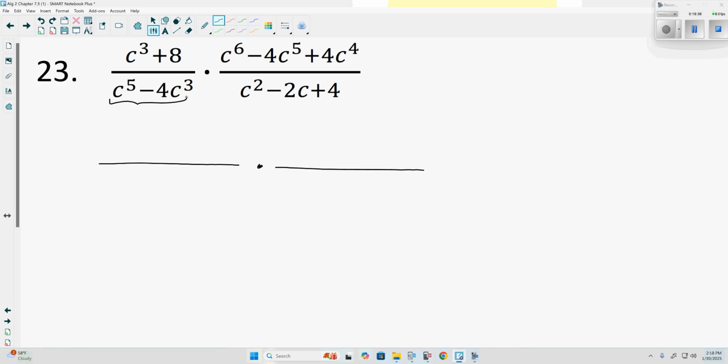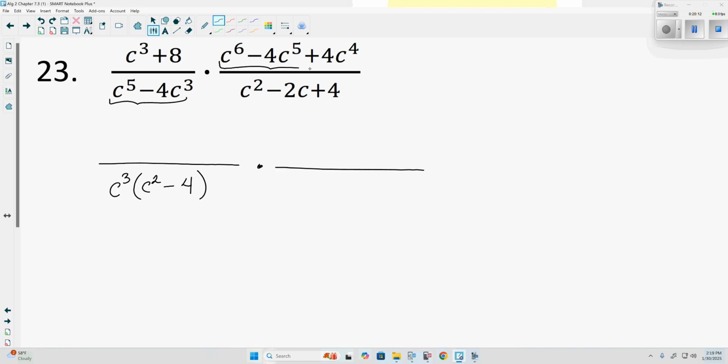Let's start with this here, c to the fifth minus 4c to the third. Is there a greatest common factor between these two terms? C to the third, because they both have c there, and the most we can take out of each one is 3. So we're reducing the power of each c by 3. So our c to the fifth is going to become c squared minus 4, because c to the third became c to the 0, which is just 1. So it's simplified.